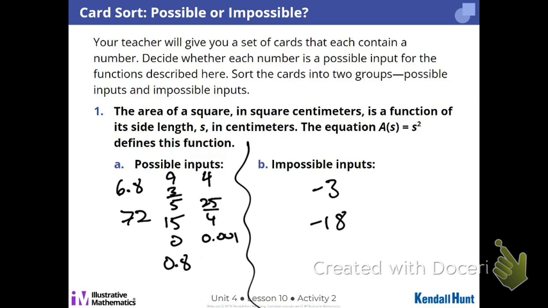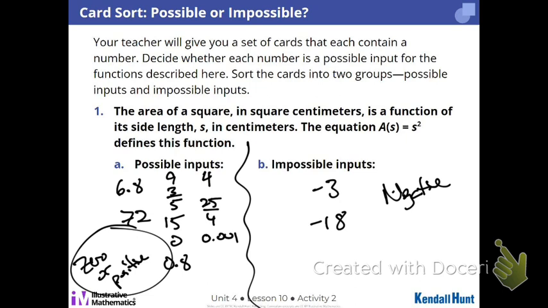So what I want to do is get some language for all the possible inputs and then all the impossible ones. What's something that we notice about all possible inputs? They're all 0 or positive. And then all of the impossible ones were negative. You can't have negative side length. Okay, cool. We're going to try this with a new circumstance.